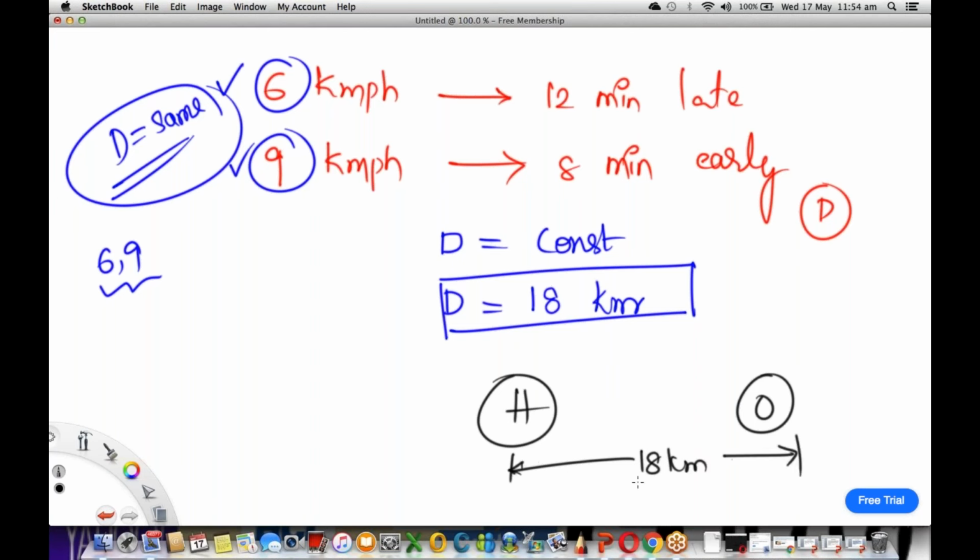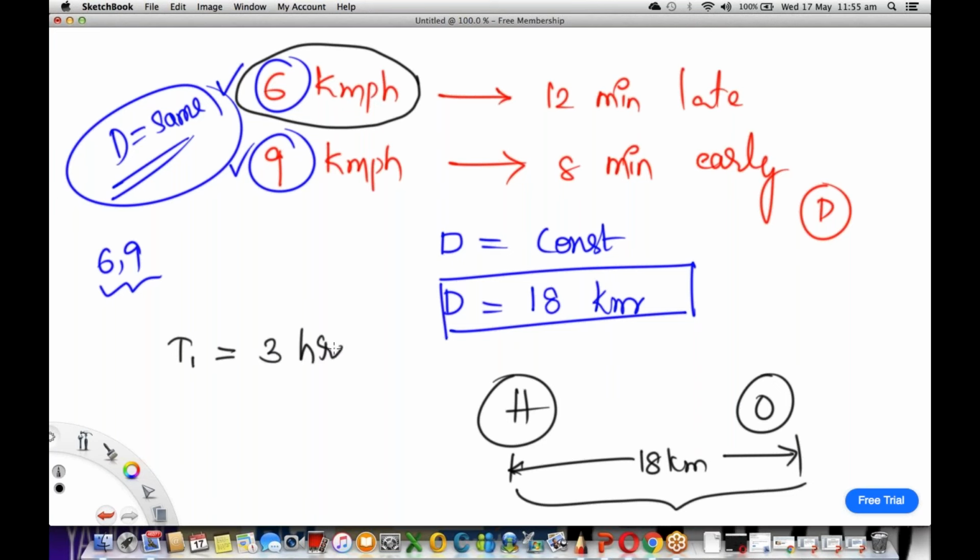If the distance between home and office is 18 kilometers, the first day he is moving with 6 kilometers per hour. If you are moving with 6 kilometers per hour to travel 18 kilometers, what is the time taken? Definitely the time taken is going to be 3 hours. The next day, the person is moving with 9 kilometers per hour to travel 18 kilometers of distance. It will definitely take a time of 2 hours.